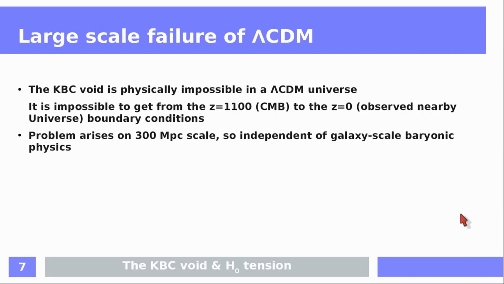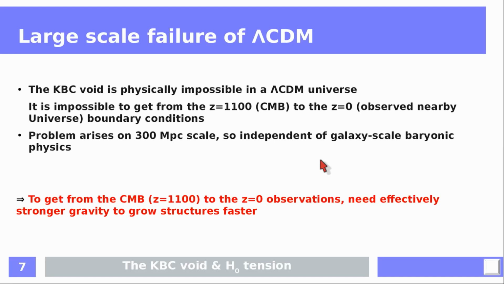So it's an extremely serious problem. The implications are quite far-reaching. Essentially, what this proves is that you cannot get from the boundary conditions of the CMB at z equals 1100 to the actually observed nearby universe at z equals 0 or within 0.2. This problem is on a 300 megaparsec scale, so it's independent of galaxy scale baryonic physics. The only way this enters is through this abundance matching prescription, which lambda CDM has to work like, if it's correct at all. Now, this means that you need effectively stronger gravity in order to grow structures more efficiently than in lambda CDM, assuming that the CMB boundary conditions are what they are. So this is essentially what we were exploring.